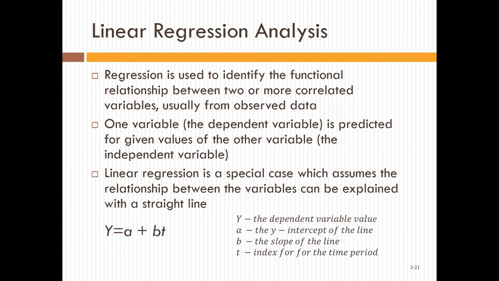This should be a repeat of what you've seen before, but linear regression assumes that the relationship can be explained with a straight line, and the formula for that straight line is y equals a plus bt, where y is the dependent variable value, a is the y-intercept of the line, b is the slope of the line, and t is the index for that particular time period.